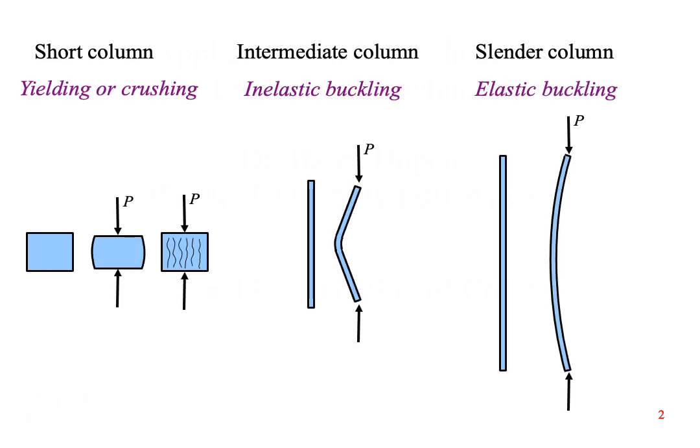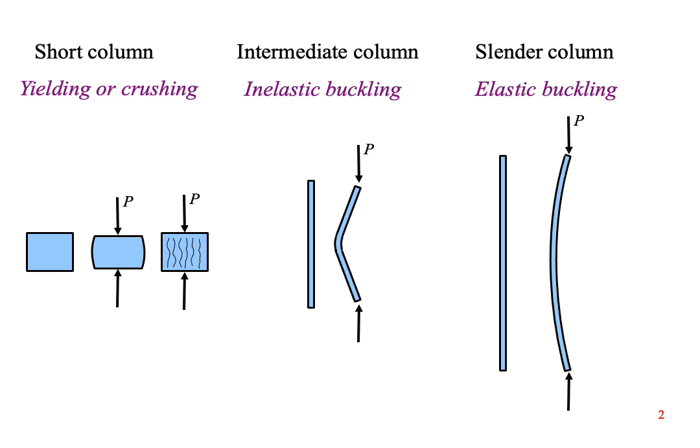We can classify columns as short, intermediate, or slender. A short column made of a ductile material will squish outwards when loaded in compression, while a short column made of a brittle material will crack. Short columns start to fail when they reach the yield strength of the material.